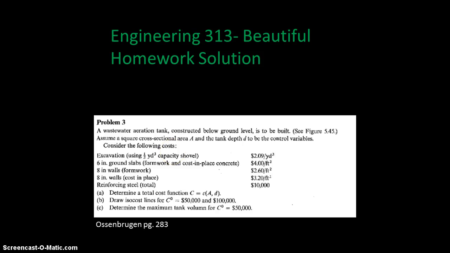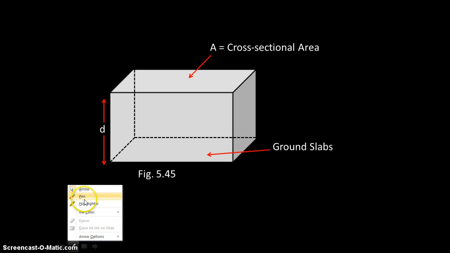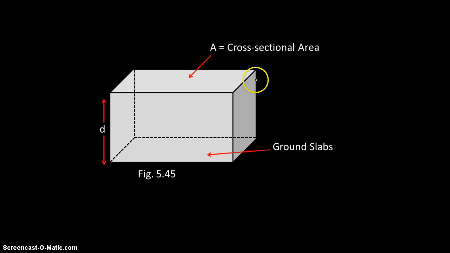Alright, so today I'm gonna be talking to you about problem 3 of the Ossenbrugen section 5.3. If you recall, we had to build a wastewater aeration tank underground. If you look here, this is our figure 5.45, the one that we had to follow.